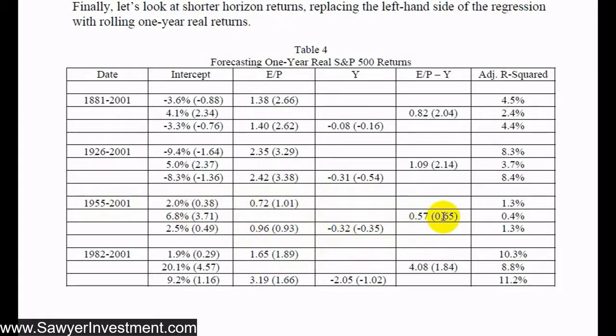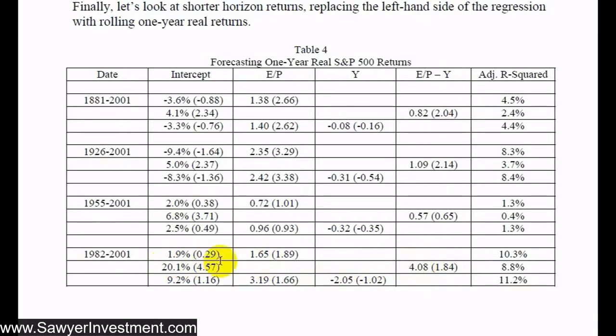And in fact, at least for the Fed model here, we have a very significant alpha. So something other than the Fed model is explaining these returns. And we've got the same situation down here in the 1982 to 2001 period. And the Fed model is somewhat significant in that scenario, but it's a very high coefficient here.